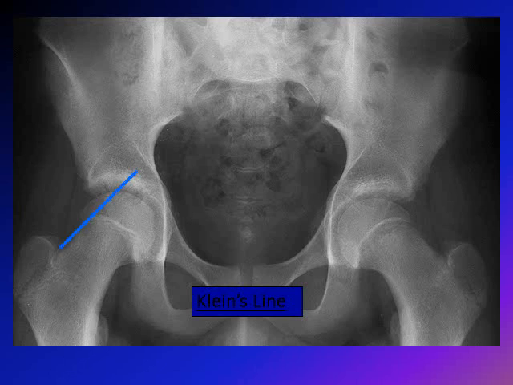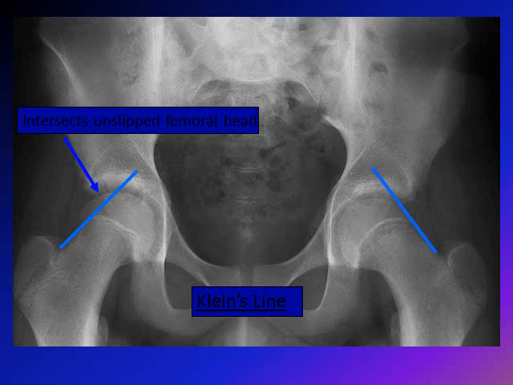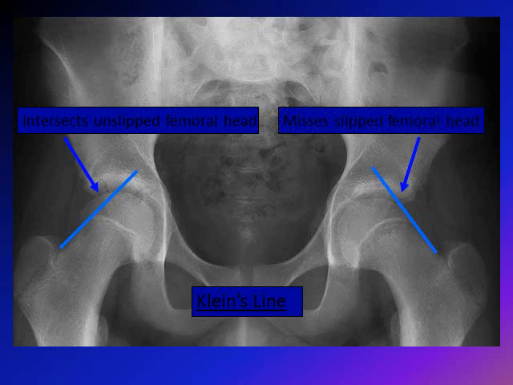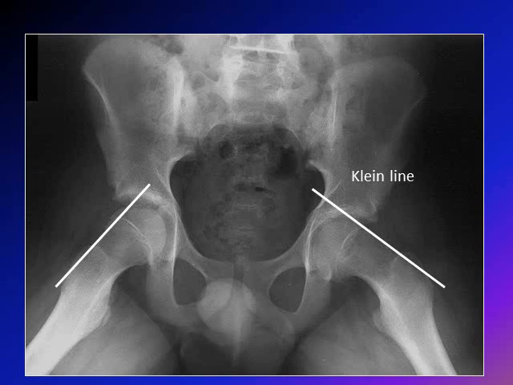So let's start with the right hip. Draw a line across the neck of the hip, and draw a similar line on the left hip. If you can see on the right side, this line intersects part of the femoral head. However, on the left side, this line does not intersect any part of the femoral head. That means that there has been some slippage of the femoral metaphysis in relation to the femoral head.